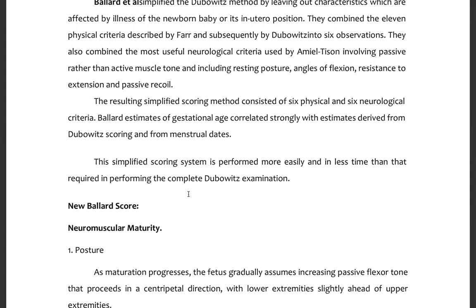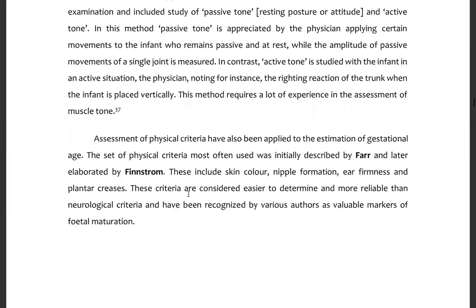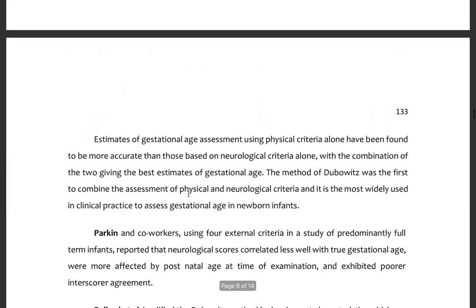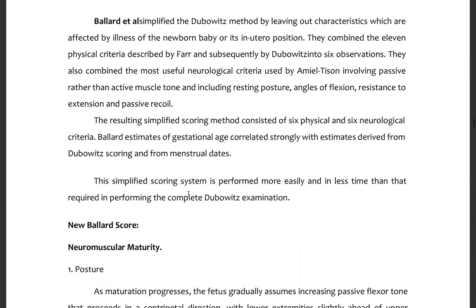If the lens is entirely vascular, you can tell confidently that it is below 27 weeks. If completely avascular, you can tell it is beyond 34 weeks. In between 27 and 34, you have to give grading. The other methods are Parkin's method, Farr, Finnström and Amiel-Tison method. What we commonly use is the Ballard scoring system.